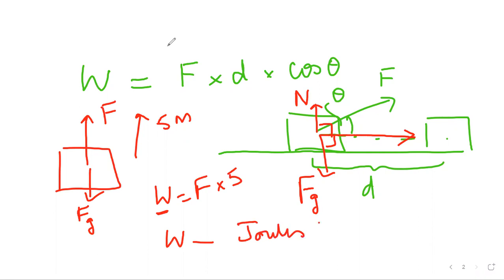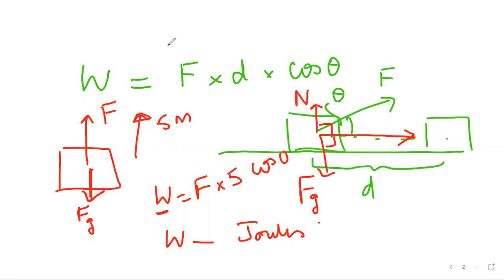You're going to do the same thing for F grav, except that F grav is in the direction opposite to that. So it's going to have a negative work done because the cosine of the angle between them is 180 degrees. Here we had cosine of 0, which is 1. That's why I didn't even bother putting it.